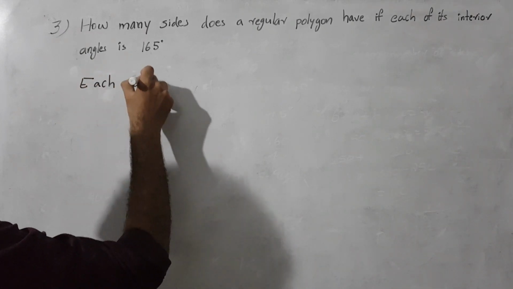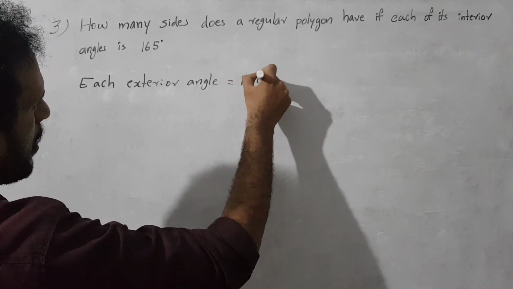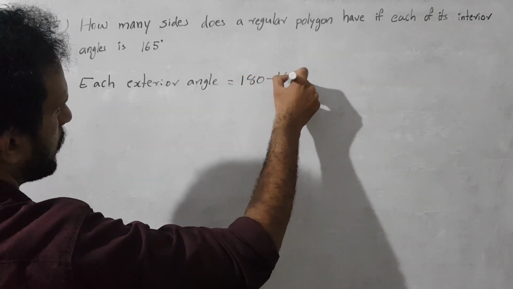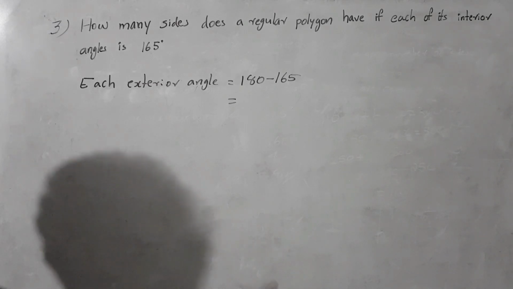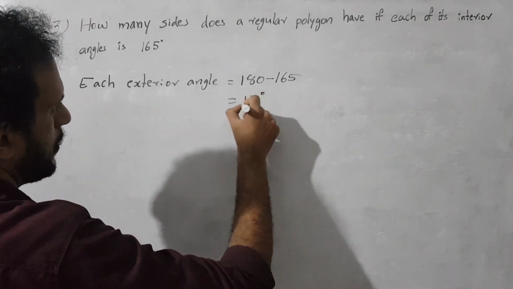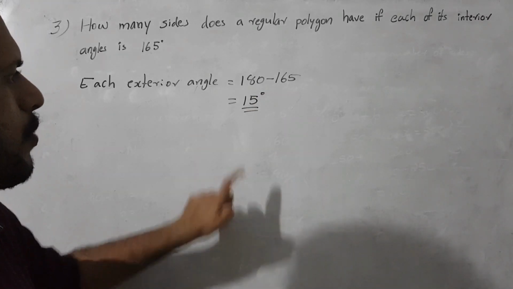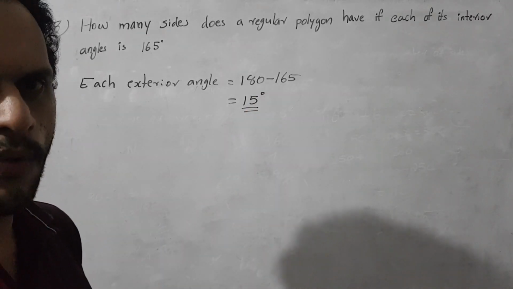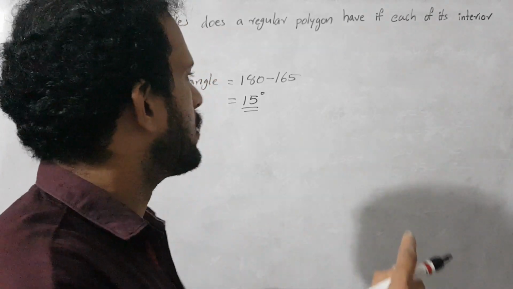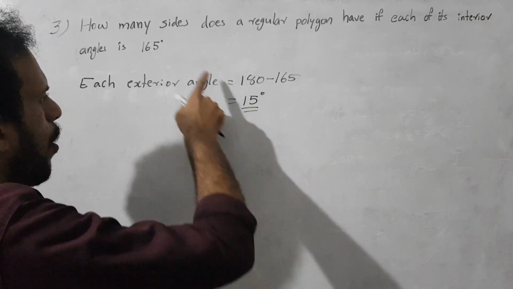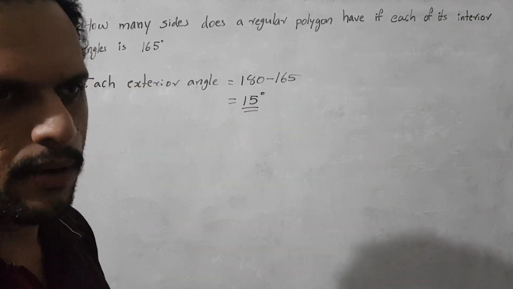Each exterior angle is equal to 180 minus 165. 180 minus 165 is equal to 15 degrees. So we got it. What is one exterior angle measurement? One exterior angle measurement is equal to 15 degrees. That means all exterior angle measurements are 15 degrees because it's a regular polygon.